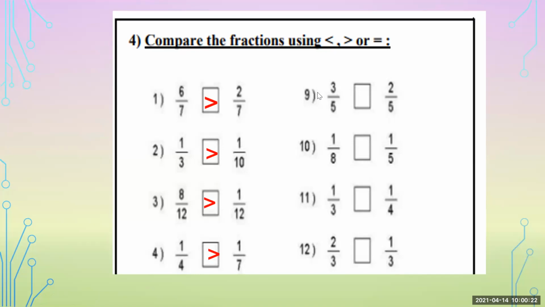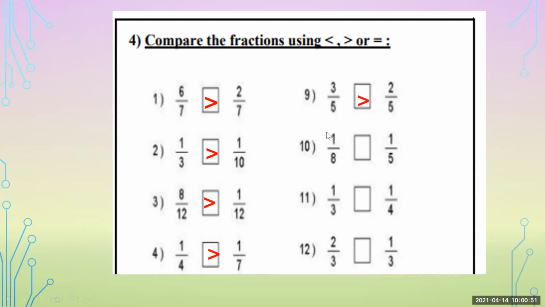Okay. Here. Number 9, 3/5 and 2/5. Yes, ya Ali, excellent. It's normal fraction because we have the same denominator. So the big is big and small is small. So 3/5 is bigger. Great.